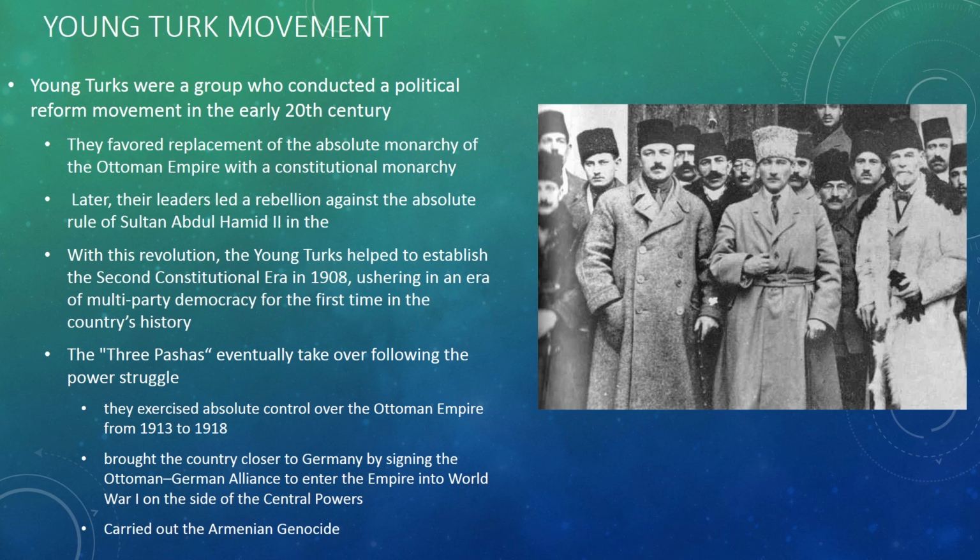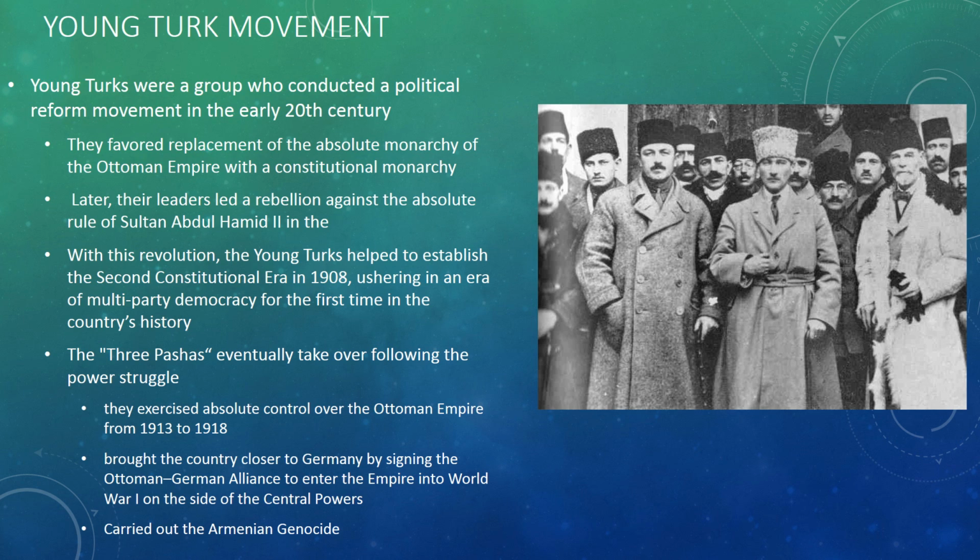That new Ottoman world eventually leads us to other movements that are going to basically destroy it. The Young Turk movement is one of those. The Young Turks are a group of political reformists that are going to be taking place in the early 19th century. They want to totally replace the absolute monarchy of the Ottoman Empire and put in a constitutional monarchy where they can be elected and such.